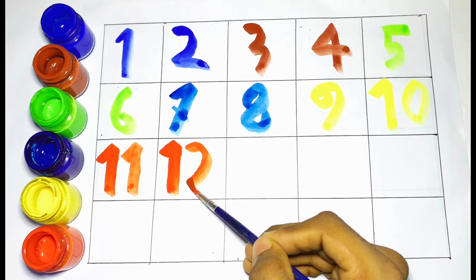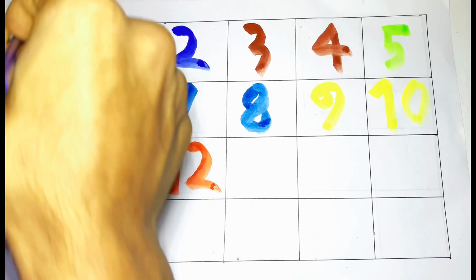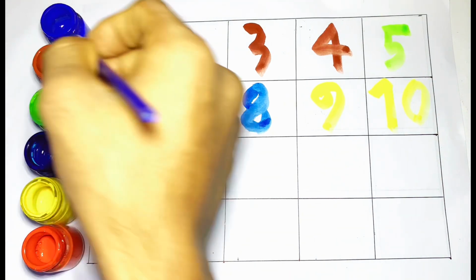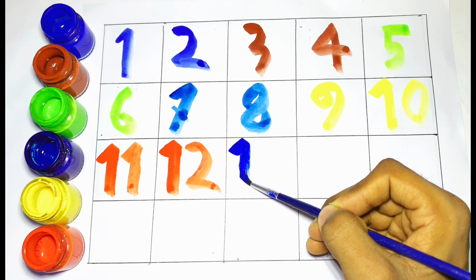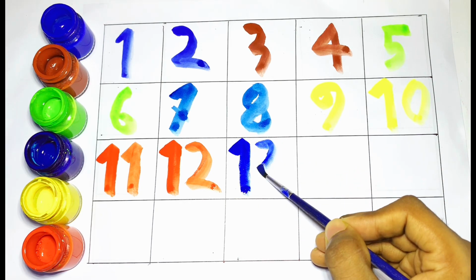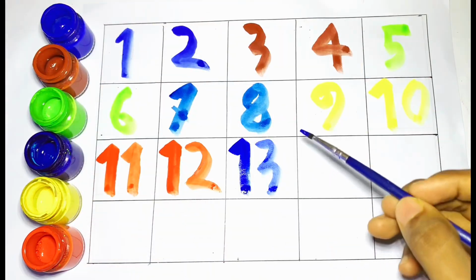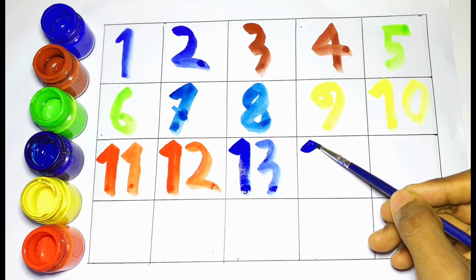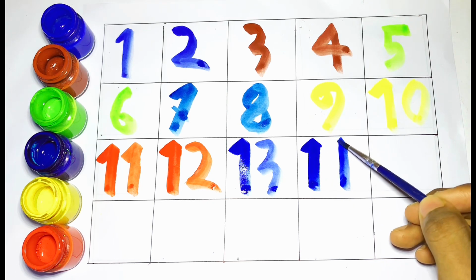The numbers of 12. Kids, now draw 13. The numbers of 13. And use sky blue color. Kids, again use sky blue color and draw 14. The numbers of 14.